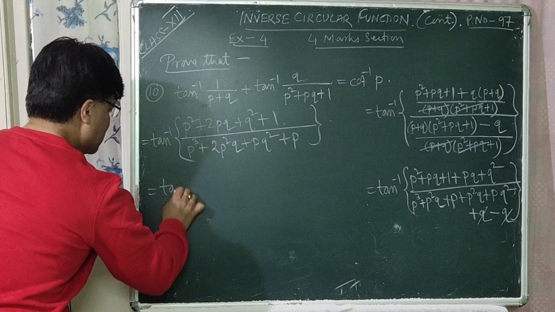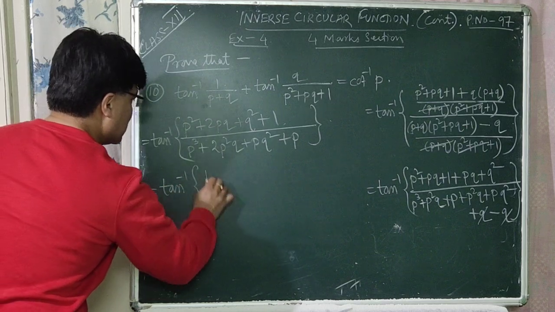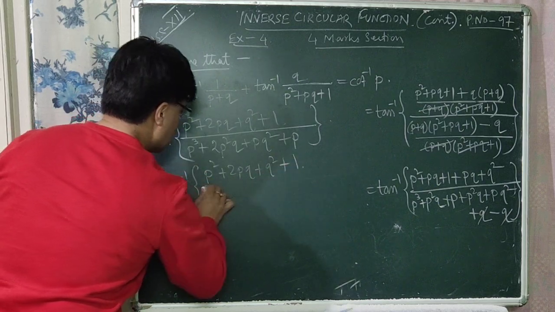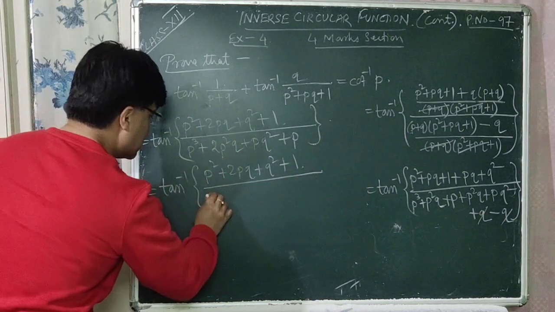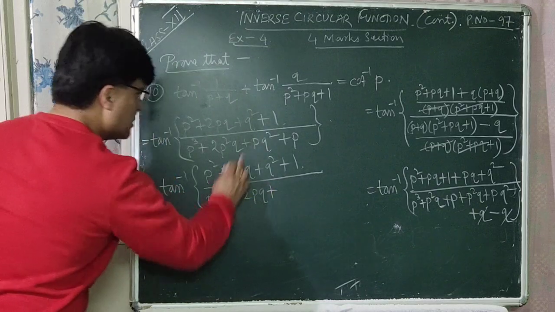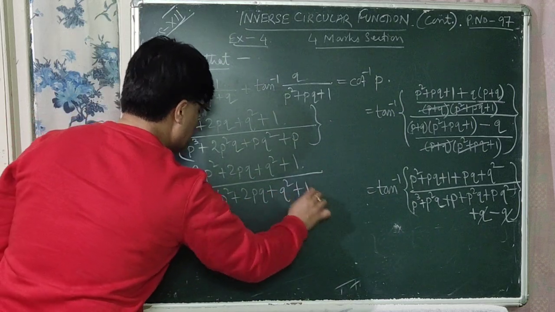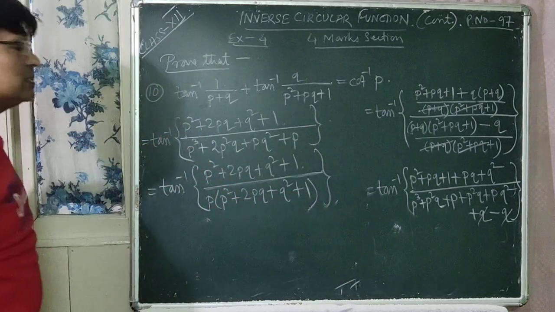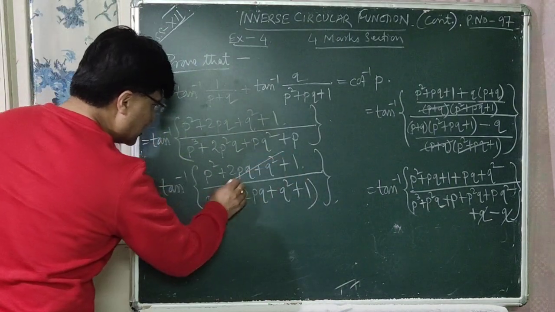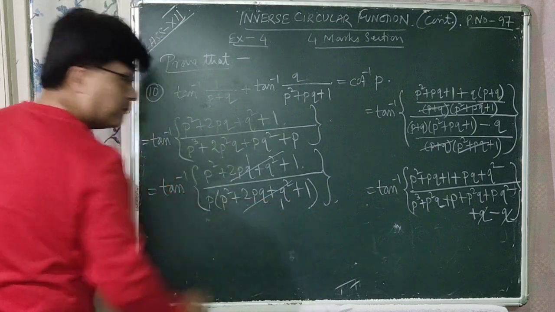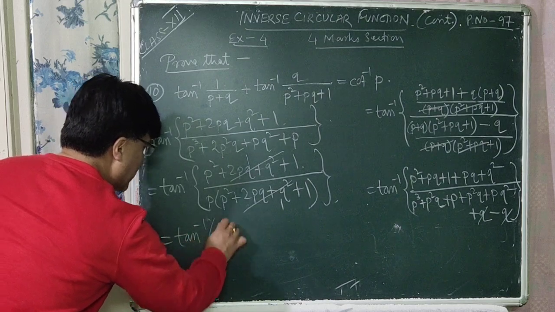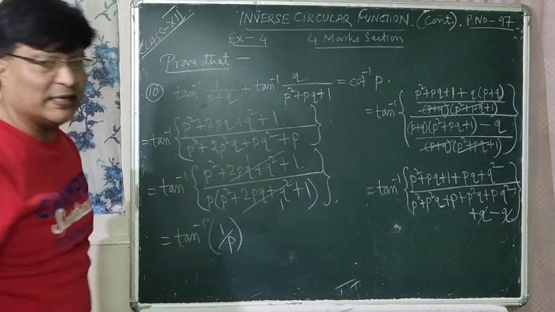So it is equal to tan inverse within second bracket, it is P square plus 2PQ plus Q square plus 1, whole divided by, what is common in this case? It is P. So within bracket P square plus 2PQ plus Q square plus 1, P is taken common. First bracket closed, then second bracket is also closed, right? Now we can cancel this. This is one time. We can cancel it, right? So it is equal to tan inverse within bracket, you should write 1 by P, right?